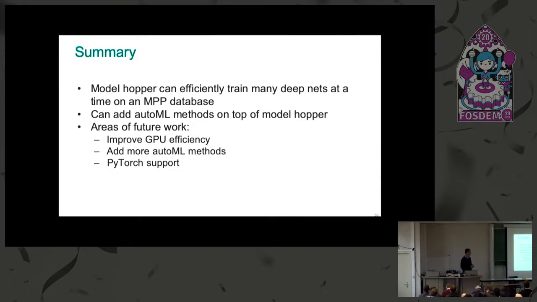And for future work, a short list of things we're working on. We want to improve GPU efficiency because we're working in the database. We're not quite as efficient as the results that show in the paper. We want to add more automated machine learning methods and then add PyTorch support in addition to TensorFlow.